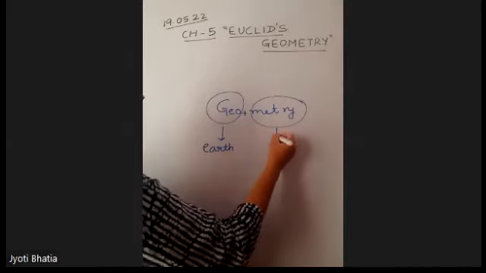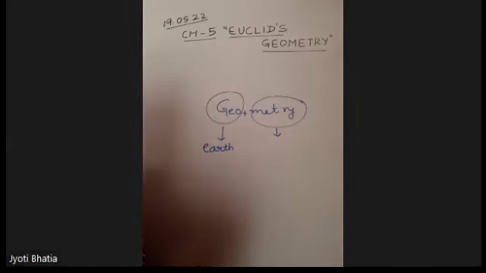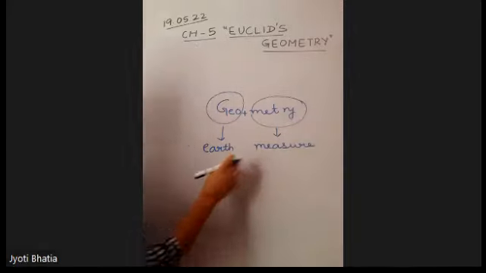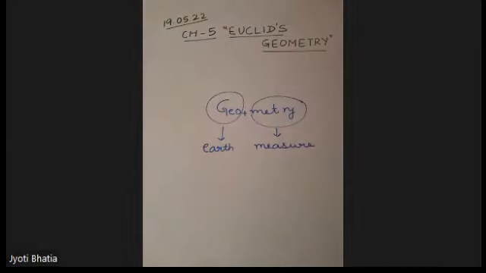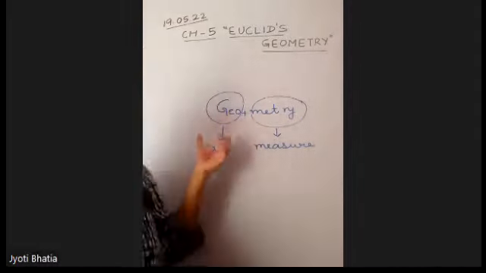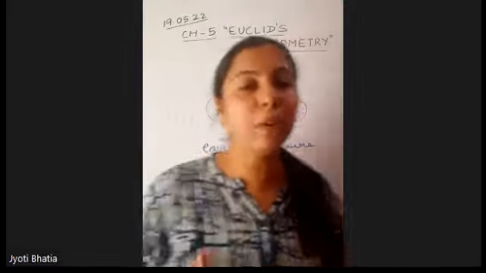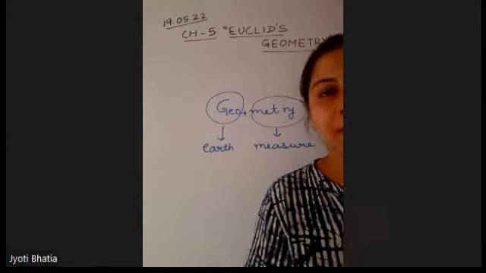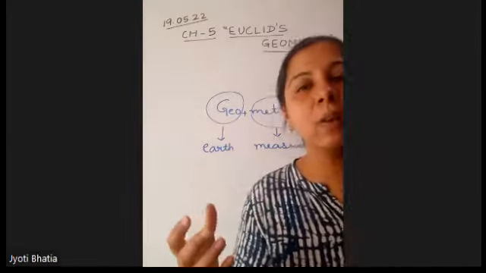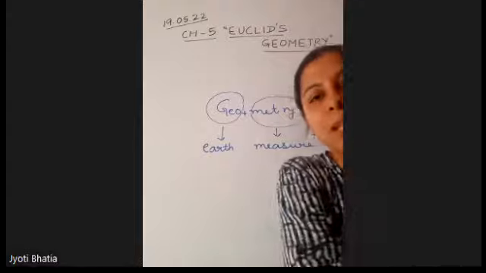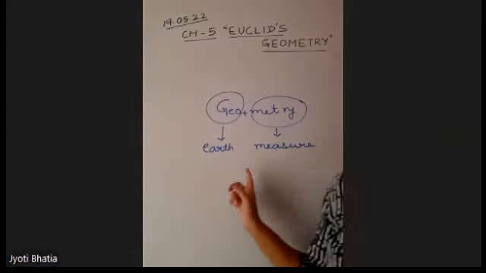And metry means? Anyone? It means measure. Metry means measure. So geometry is something in which we talk about the measurement of earth. It is not only actually about the earth, but the measurement of different objects, shapes, solids, plane figures and all. In geometry, you basically deal with circle, triangle, square, and so many other shapes.